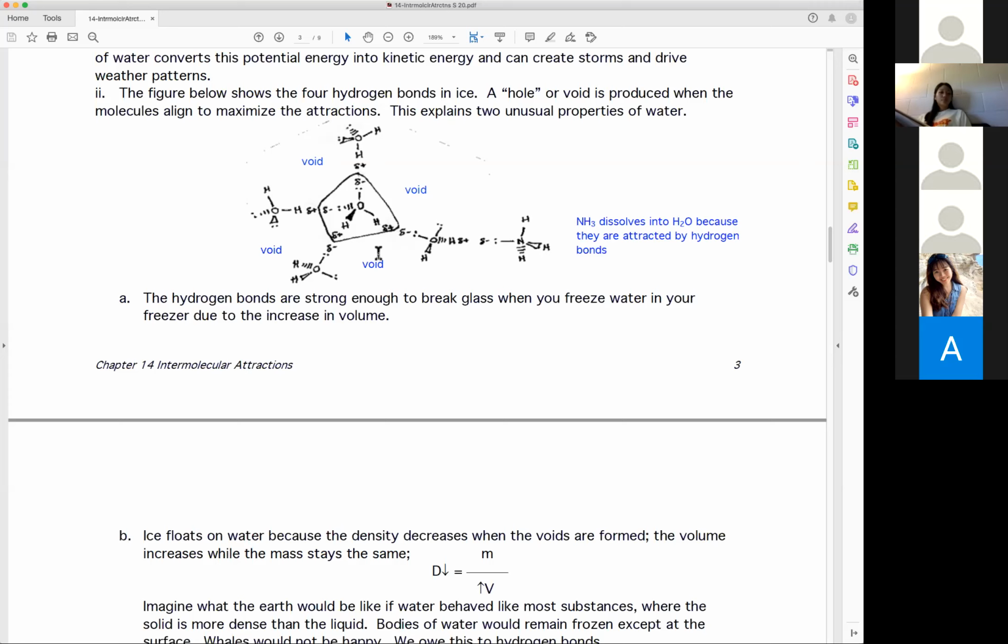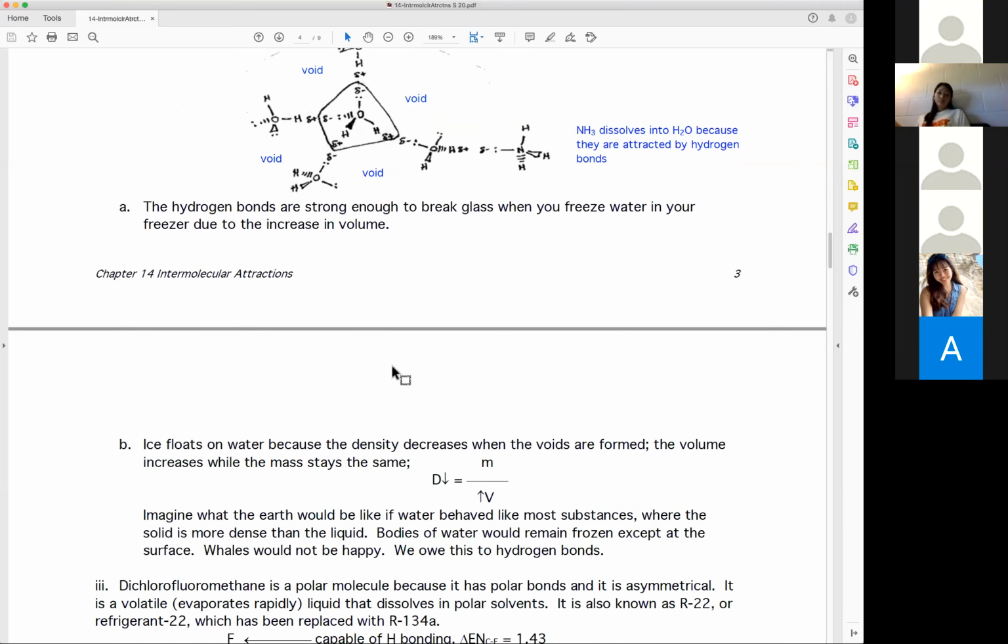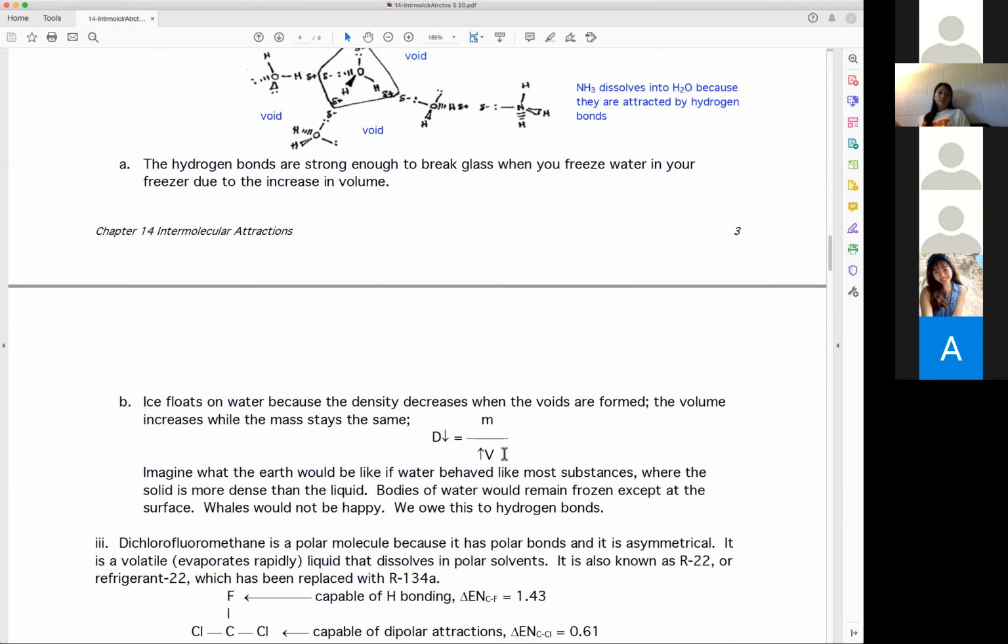Why does ice float on water? So you take a certain mass of water. You look at its volume. Then you freeze it. You got the same mass, but its volume goes up. So look what happens over here. Here's the equation for density. The mass stays the same, but if I increase the volume, the density goes down. It's because of these holes right here that form when you freeze water that the density goes down. That's why ice floats on water.